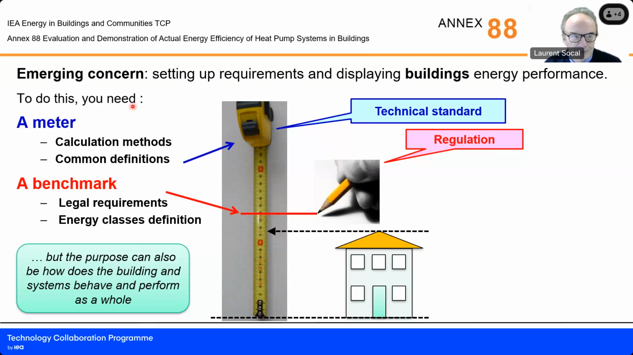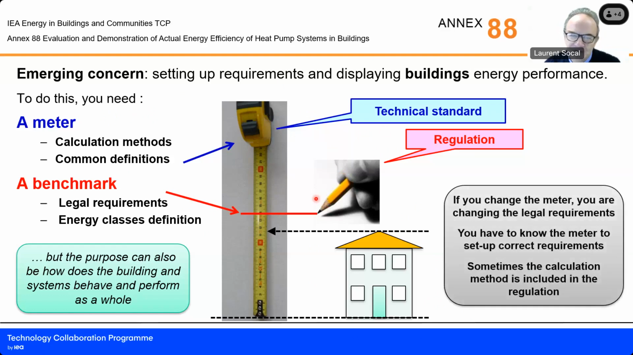An emerging concern is setting up requirements to calculate and to display the building energy performance. Every time you have to do something like this to display an energy performance, you need a meter and you need a benchmark. Typically the meter is your calculation method, and the regulation typically will provide the benchmark so that you can rate your buildings against your scale. And it is very important that this meter is well known and reliable, because if you change the meter, you're actually changing the requirements.